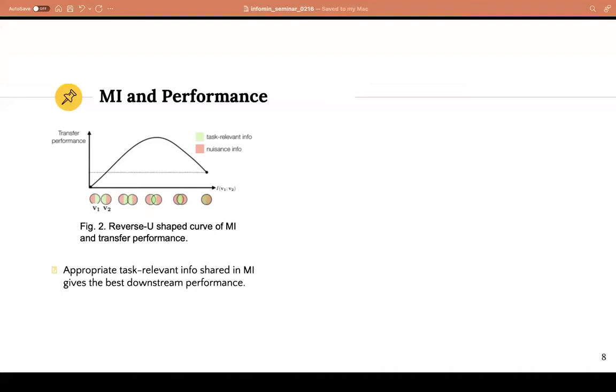And those two circles mean, if you are familiar with information theory, each circle represents the entropy of this random variable, and their intersection gives you the mutual information. So here they give the graphical interpretation at the sweet spot: the mutual information is only about the downstream task.